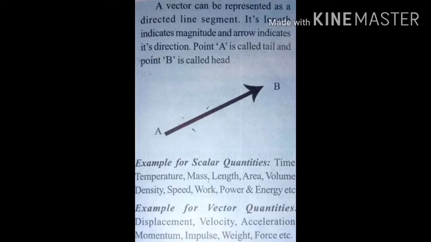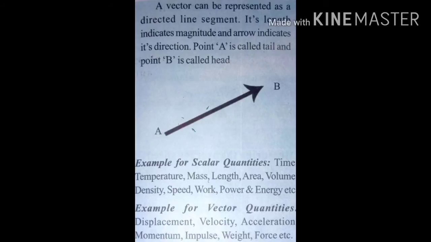In the above example, in distance and displacement activity 1, ASB shows the actual distance covered by an object, and AB is a displacement, which is a straight line drawn from initial position to final position of the object. Here A is initial position and B is final position of the object.